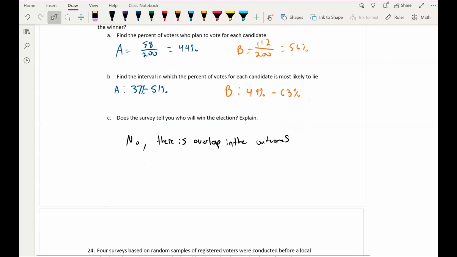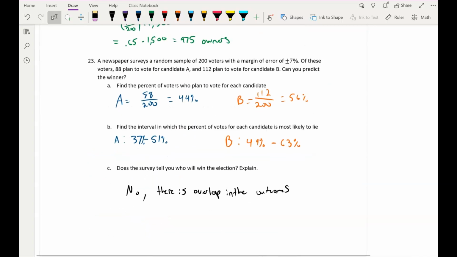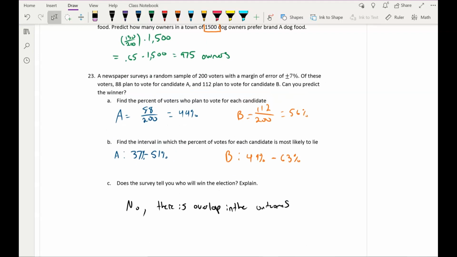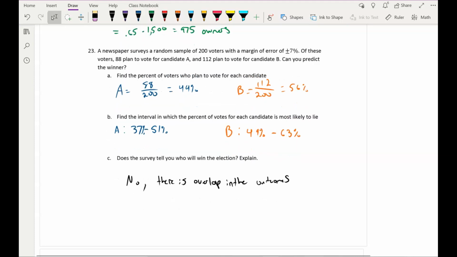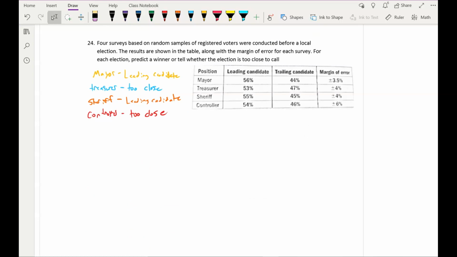All right, so this one's kind of structured for you. You should just be able to work through these. Find the percent of voters who plan to vote for each candidate. Well, it's just taking however many out of the total, and then you'll find your percentage there. Those are pretty self-explanatory. Number 24 is where you really want to look at these things and then use the margin of error. So the margin of error is given for each thing.